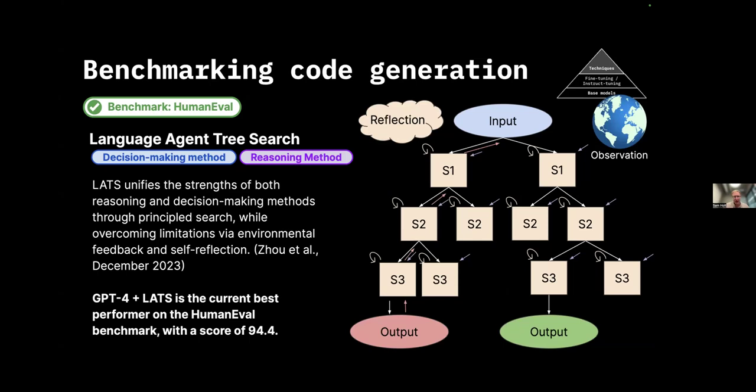Now, one of the existing state-of-the-art methods for single-shot code generation is Language Agent Tree Search, called LATS. LATS unifies the strengths of both reasoning and decision-making methods through principled search, while overcoming limitations via environmental feedback and self-reflection. GPT-4 plus LATS is the current best performer on the HumanEval benchmark with a score of 94.4. This is actually somewhat incorrect now. I believe the benchmark has been updated, but it was state-of-the-art for a while.